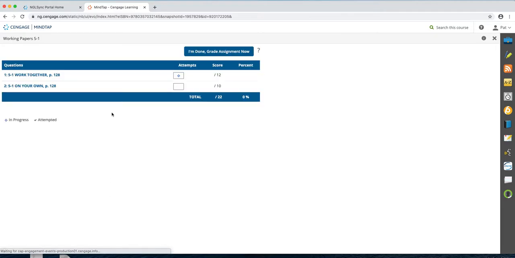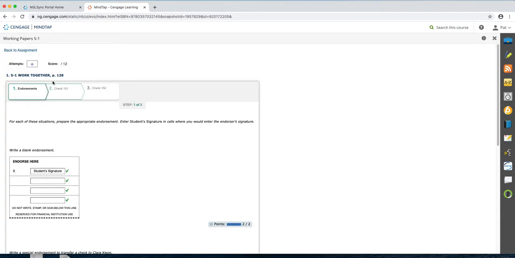Numbers. So we go in here to the work together, and it says we want to endorse these 3 endorsements. We had 3: the blank endorsement, special, and restrictive. So it says for each situation, report their appropriate endorsement. Instead of writing our own signatures, because the computer won't do it, we'll write student signatures. I already did this one. So when it says write a blank endorsement, we write the student signature.